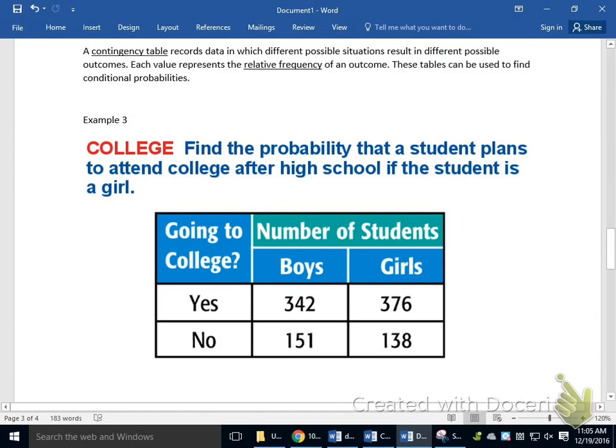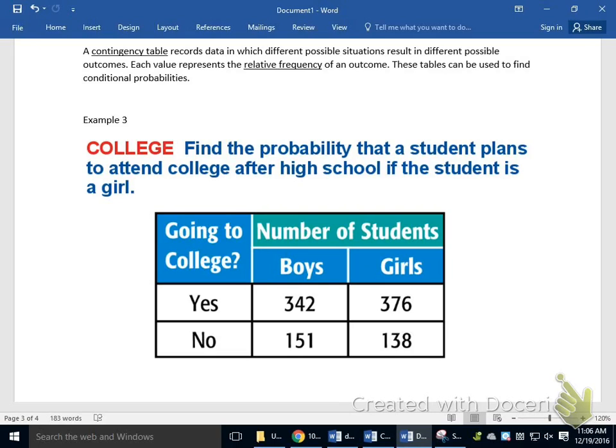All right, here's just something more to write into your notes, that what a contingency table is. And you can see a contingency table actually down here. It records data in which different possible situations result in different possible outcomes. Each value represents the relative frequency of an outcome. So in this case, there's 342 boys planning to go to college. That's the relative frequency of that outcome. These tables can be used to find conditional probabilities, and I'll show you that now.